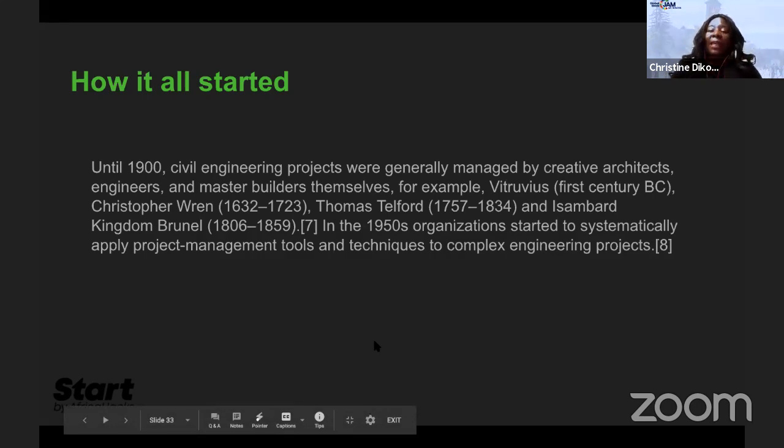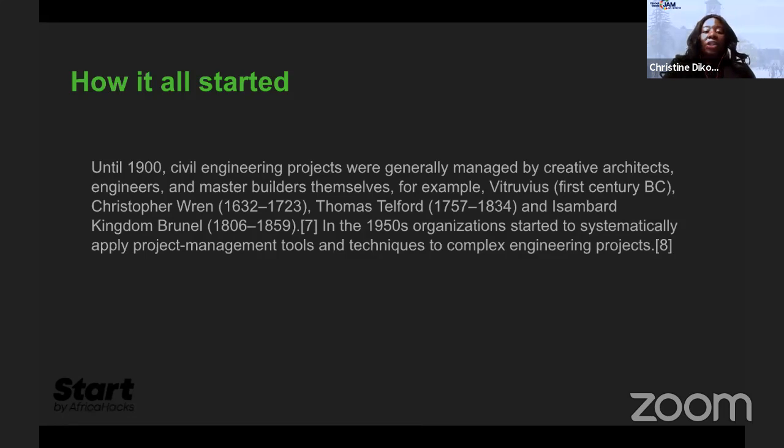So how did project management really start? Until the 1900s, civil engineering projects were generally managed by creative architects. You actually had to be at the very top of your career to manage all of those projects. Then in 1950, organizations started to systematically apply project management tools and techniques to complex engineering projects. Project management is believed to have started at NASA, at one of the NASA projects, and they looked into how they were able to implement and deliver a project such as a NASA project.